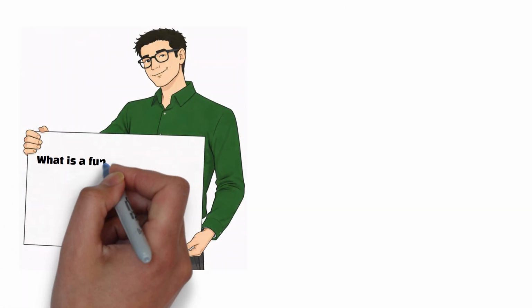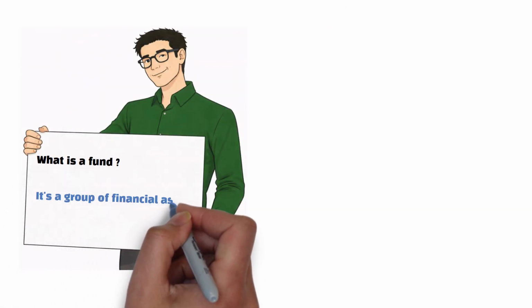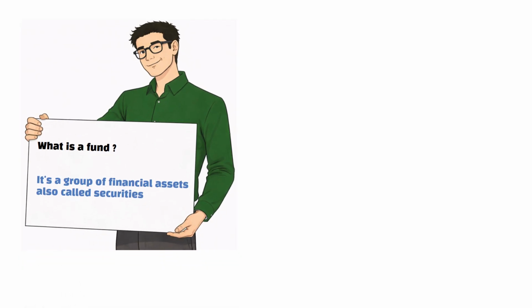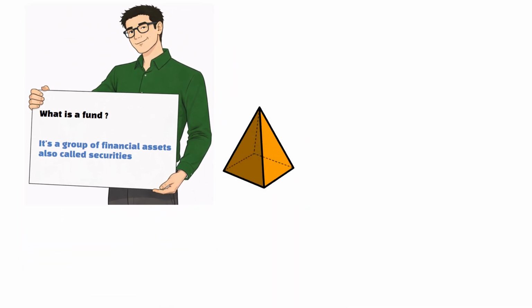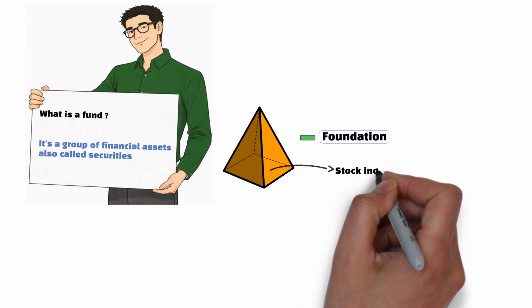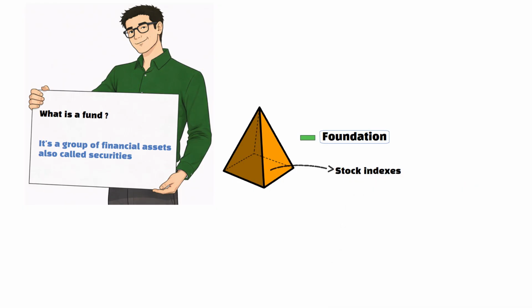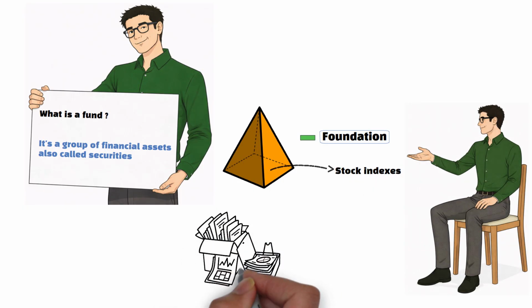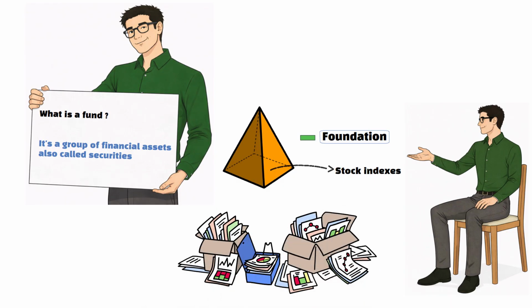First, we need to understand what a fund is. Essentially, it's financial assets, also called securities, which are grouped together. To understand each type properly, we'll start with the foundation on which they are built, which are stock indexes. A stock index is a statistical measure designed to track the performance of a group of stocks. Instead of looking at individual stocks, an index aggregates price movements across many companies to show how a market, sector, or asset class is performing.